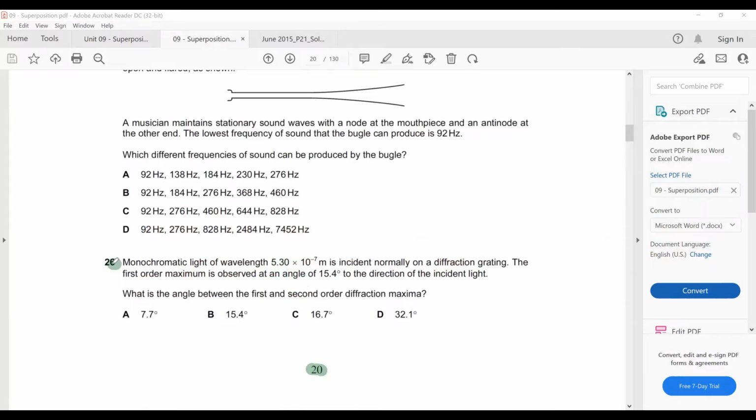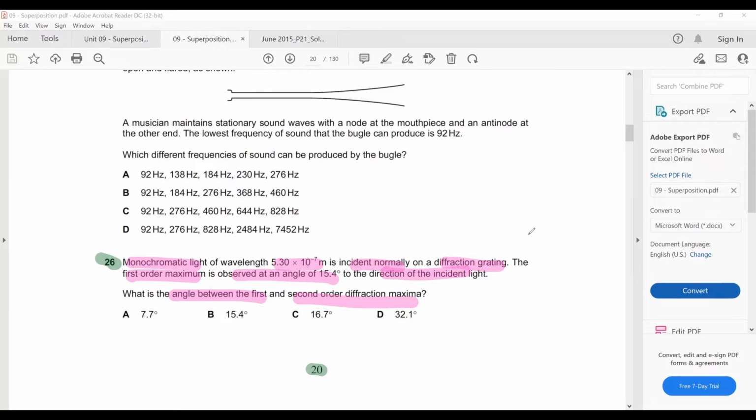Page 20, question 26. So what you have here is that they say monochromatic light wavelength 5.3 times 10 power minus 7 meter is incident normally or perpendicular to the diffraction grating. The first order maximum is observed at this angle, 15.4 degrees to the direction of incident light. What's the angle between the first and second order diffraction maxima?